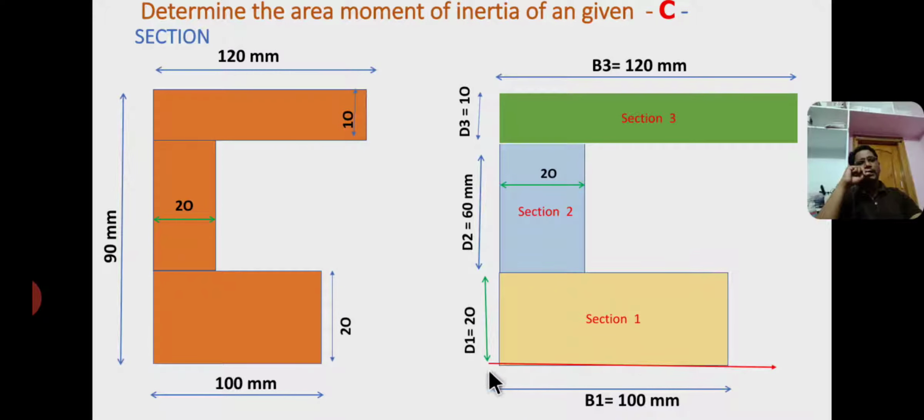Now I am considering the reference axes. I consider the x-axis at the bottom edge. This is the x-axis, and I consider the y-axis at the left side edge. This is the y-axis. So this is the origin. The entire diagram is in the first quadrant, therefore the values of x and y are positive.